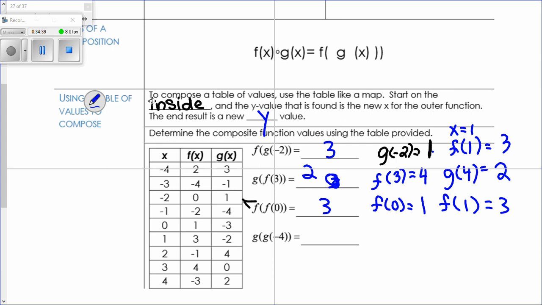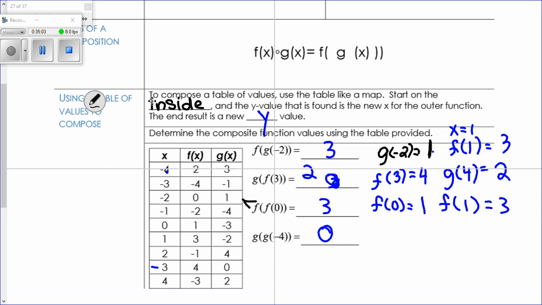Next one, I have g of negative 4. Go to where x equals negative 4. I get 3. And then I go down to 3, and I get g of that. 0 is my answer. Okay?